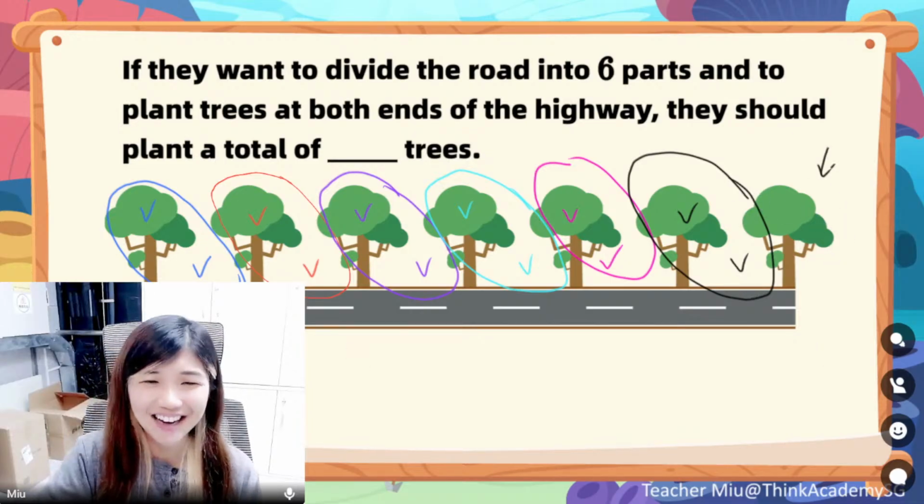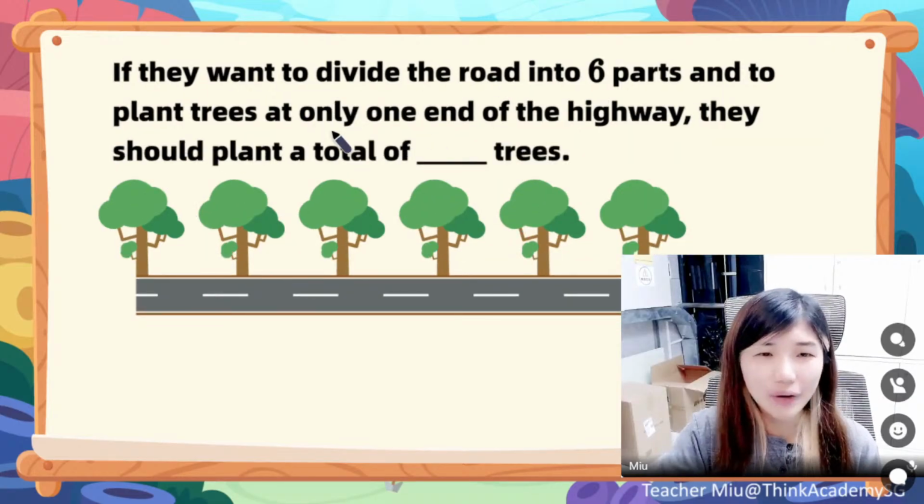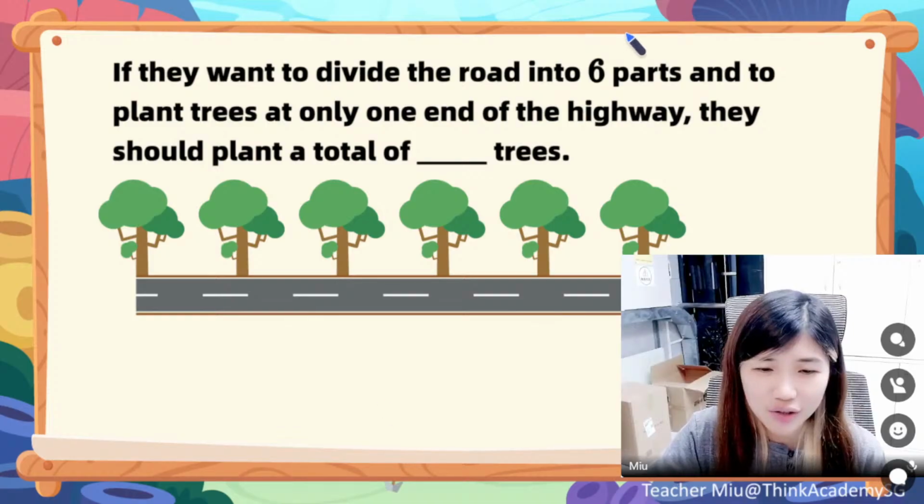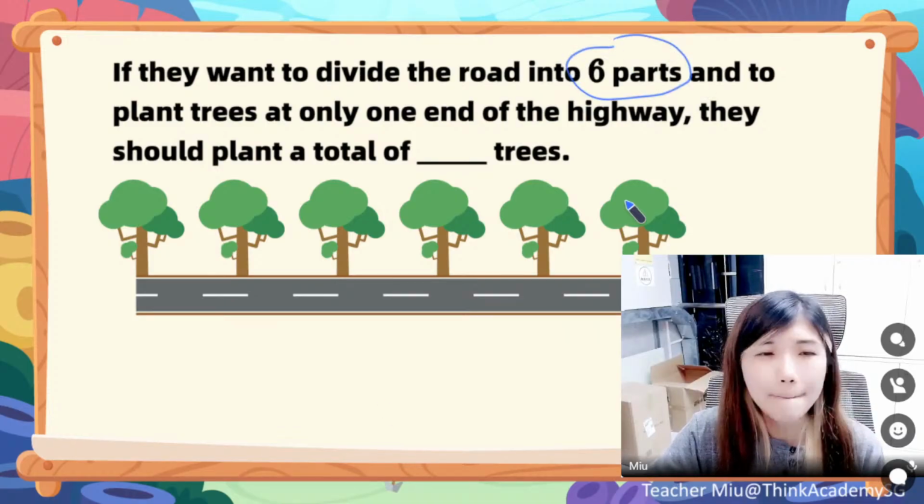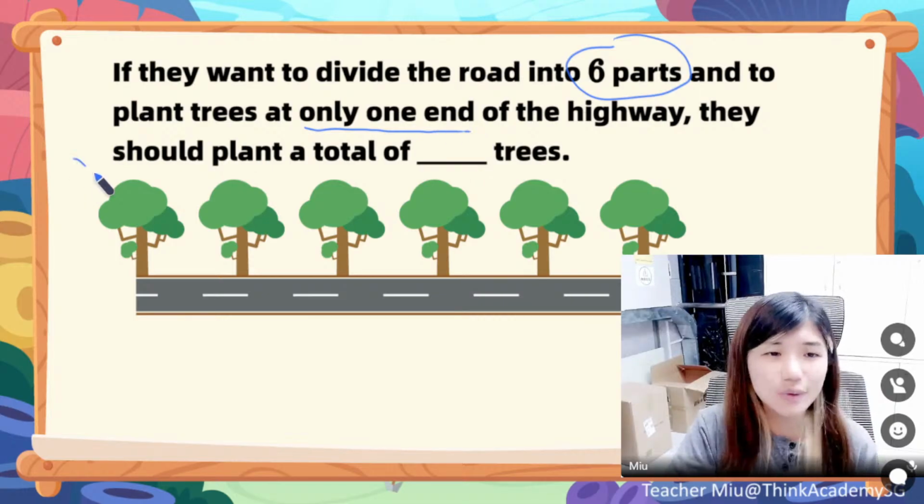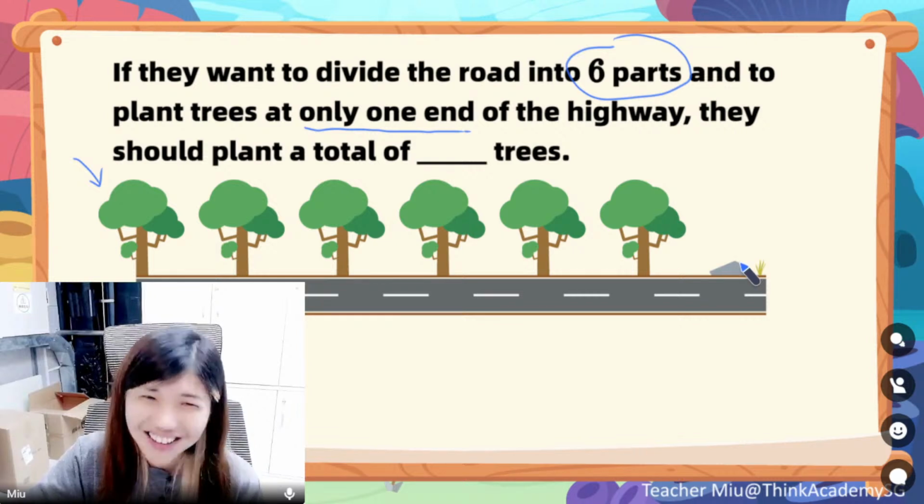All right. So this is the first thing. What about this one? We have 6 parts of the row again, but we only plant at 1 end. That means we start with a tree, but end with a rock. So how many trees does it have?